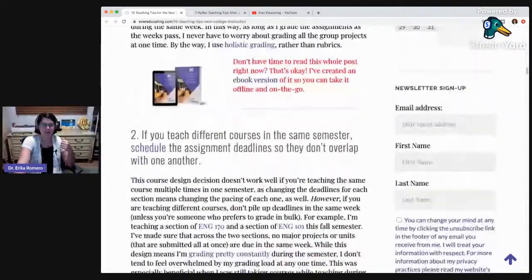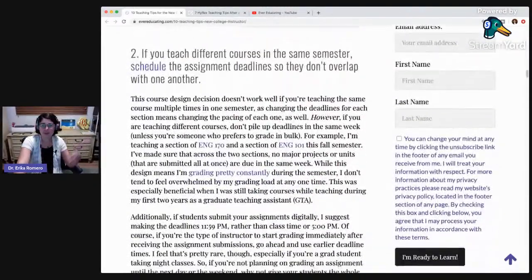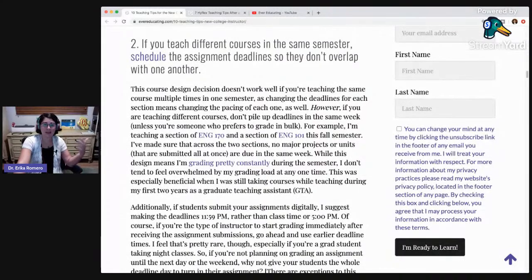Now going on down, if you teach different courses in the same semester, schedule the assignment deadlines so they don't overlap with one another. Now, to clarify, different courses in the same semester, right? So I'm not saying different sections of the same course. In that sense, I think it's best to have the deadlines aligned because then you're teaching the same class the same way each time. It just makes life easier.